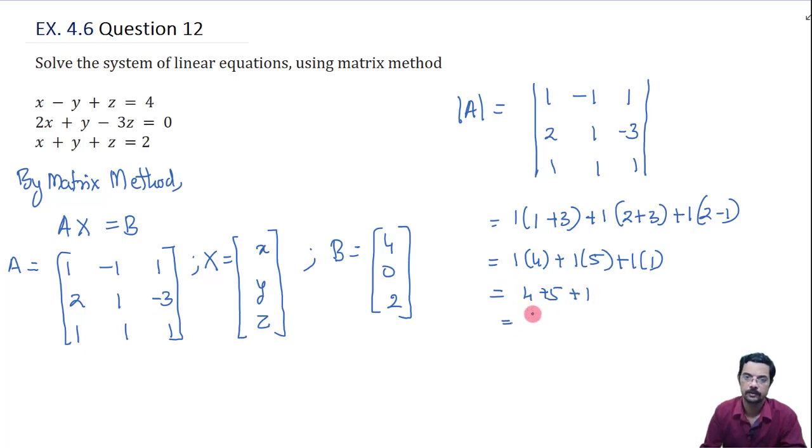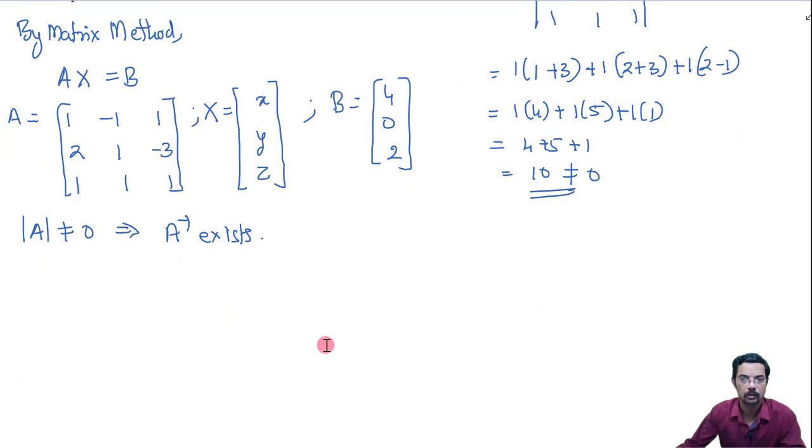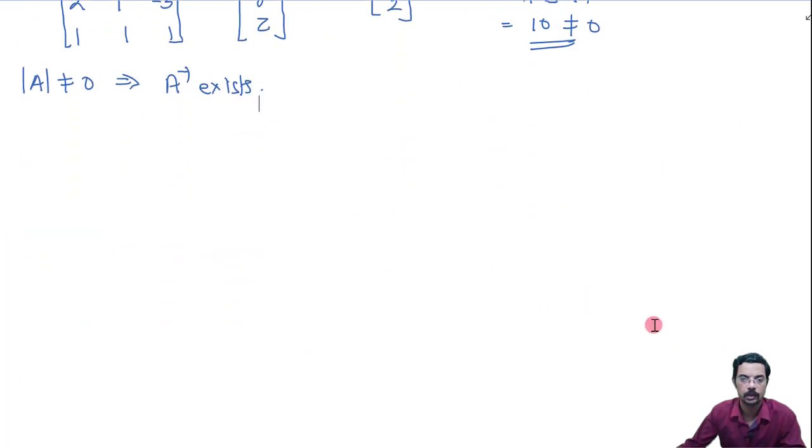So 5 plus 5 is equal to 10 and this is not equal to 0. So we have determinant of A equal to 10, which is not equal to 0. So the solution exists. We have a unique solution. Therefore determinant of A is not equal to 0. This implies A is non-singular and A inverse exists. So we will find out A inverse. We have studied in the previous class how to find out A inverse.